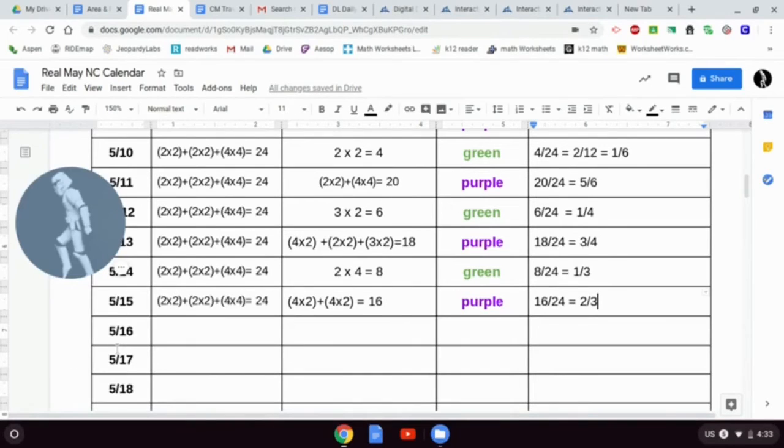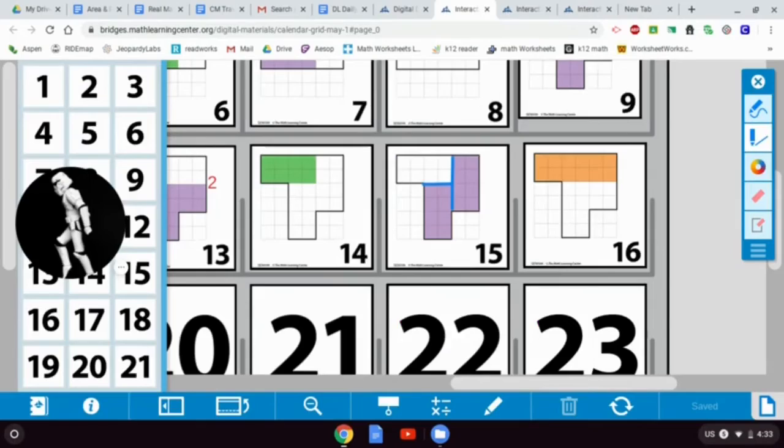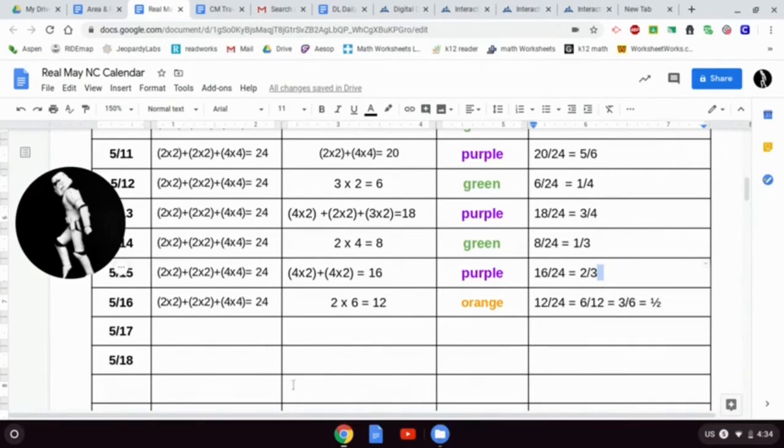Now let's look at the 16th of May. The 16th of May is orange. It was a Saturday. It's a 2 by 6 rectangular shape. All right, when looking at the 16th, the total shape of the irregular polygon is still 3 small squares, a 2 by 2 square, a 2 by 2 square, a 4 by 4 square, which is a total of 24 square units. The orange portion was a rectangular shape. It was 2 by 6, which is 12 units.